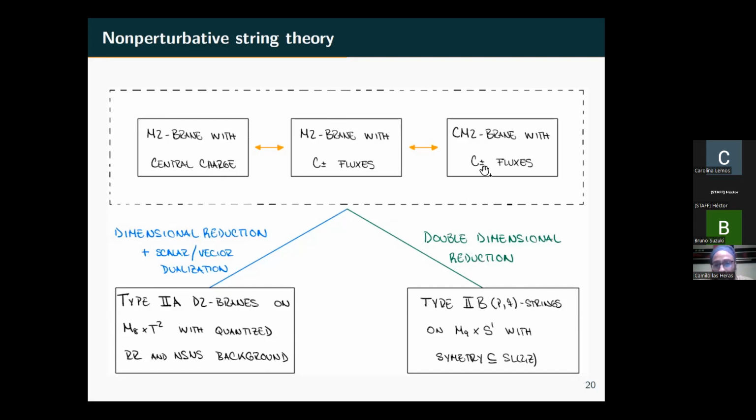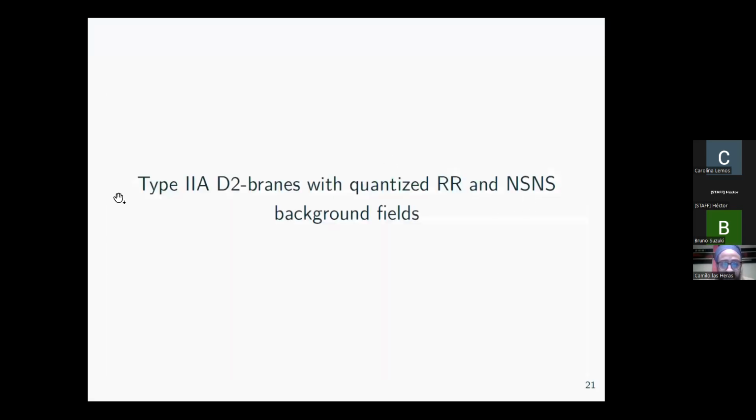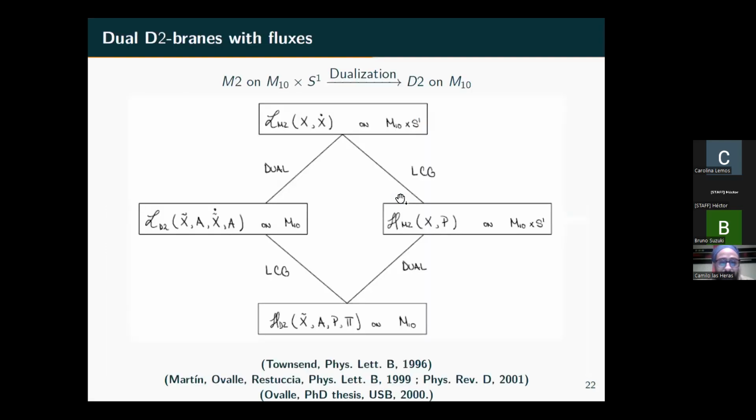Another way that we tried to obtain information of string theory from these sectors was by the double-dimensional reduction of these theories, and we were able to reproduce type 2B (p,q) strings compactified on a circle, including a case where the symmetry group is not SL(2,Z), but is restricted to the abelian subgroup of SL(2,Z), okay? I will mention both approaches now, but I will try to focus on the second one, which is the name of the talk: type 2A D2 branes with quantized Ramond-Ramond and Neveu-Schwarz background fields.